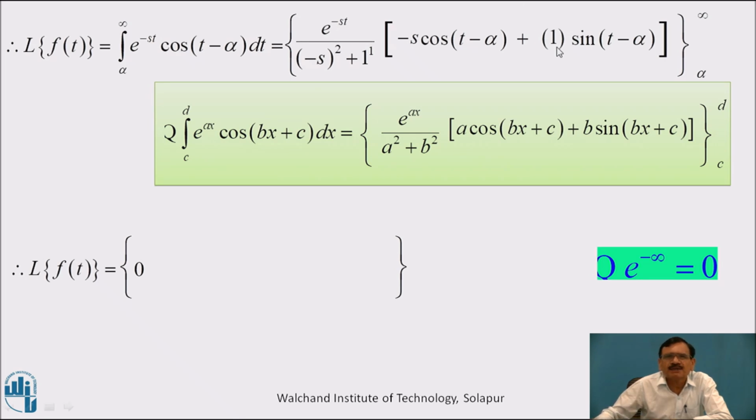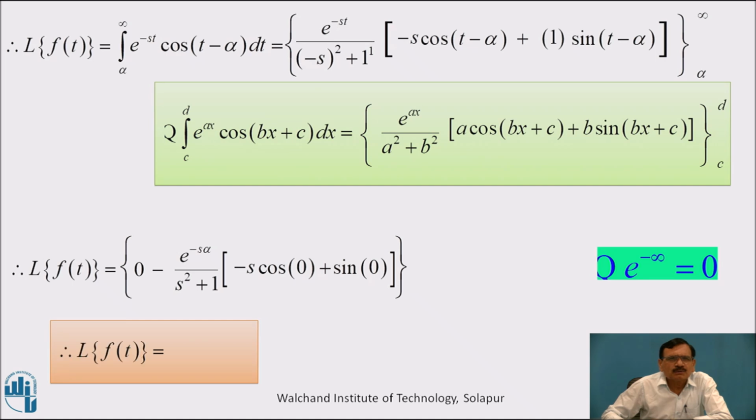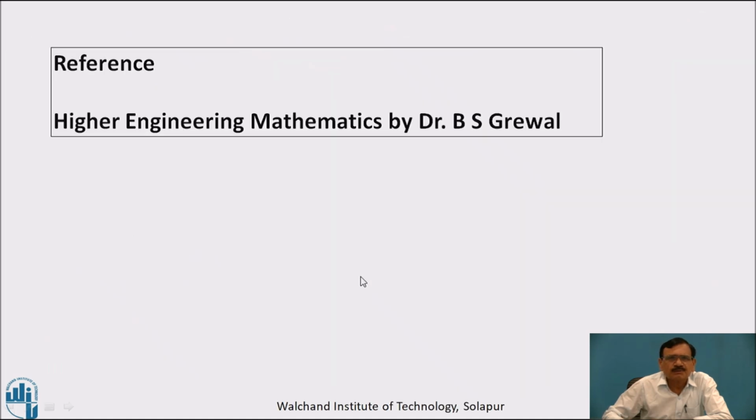therefore if you put the upper limit in this integrand, what we get, 0 minus of lower limit, that is we are putting alpha, e raised to minus s alpha upon s square plus 1 into bracket, we get minus s cos of t minus alpha, means cos of alpha minus alpha, that is cos of 0, plus sin of 0, which is equal to, we get here minus minus plus s upon s square plus 1 into e raised to minus s alpha, because cos 0 is 1 and sin 0 is 0.